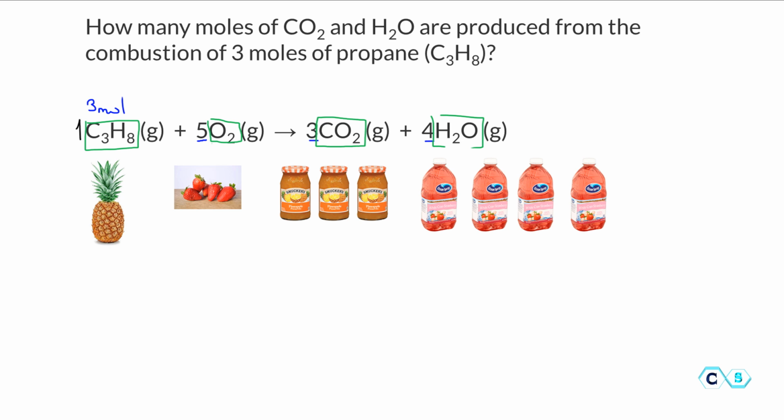So now let's think about this. If we have 3 pineapples, how many jams can we prepare? Every 1 pineapple produces 3 jams. So if we have 3, this is going to be 3 times more. So 3 times 3, which means 9 moles of carbon dioxide. Same if we're talking about the water: we multiply 4 times 3 and we have 12 moles of water. And for the oxygen, 5 times 3, we're going to have 15 moles of oxygen.